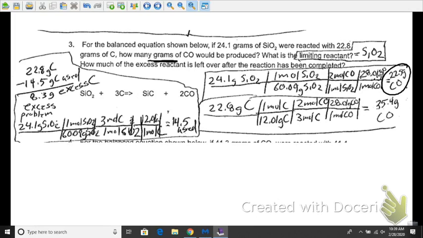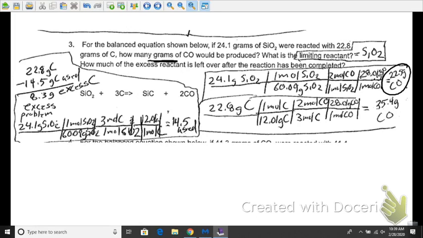Now what I did, I took the SiO2 because I knew that that's going to run out, right? 24.1 grams of SiO2 is going to run out. And Drew's method would work just as well as this one. So if he did it with the 22.5 and went to carbon, he'd get the exact same answer. I'm starting with the grams of SiO2, and I'm figuring out how much of the carbon's used up. So that's this going grams of SiO2. I'm going to figure out how many grams are used up.